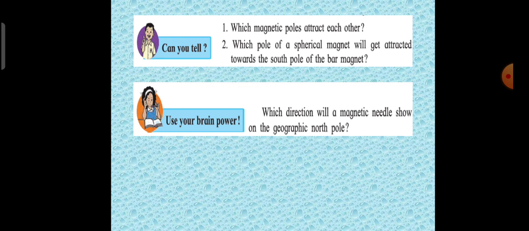Can you tell which magnetic poles attract each other? Opposite magnetic poles, unlike magnetic poles, attract each other. That means the north pole of one magnet gets attracted towards the south pole of the other magnet. Which pole of a spherical magnet will get attracted towards the south pole of the bar magnet?